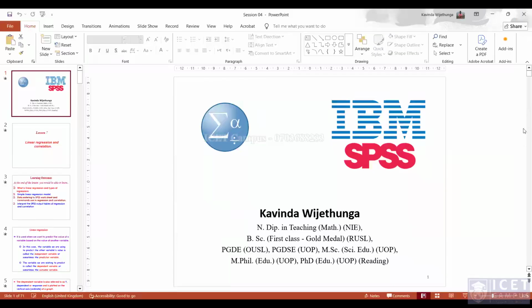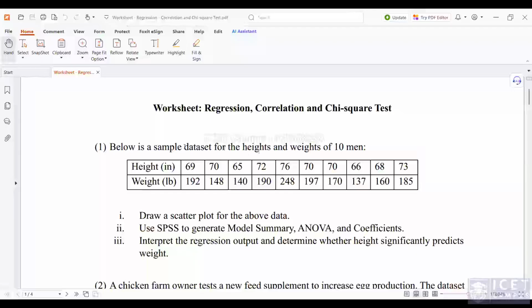Today we discussed regression and chi-square. Based on that, there is another tutorial. Yes, this one. But I think you can do this one. Look at here. Below is the sample data set for the heights. You can't see, I think. Yes, this is a worksheet. Below is the sample data set for the heights and weights of 10 men.